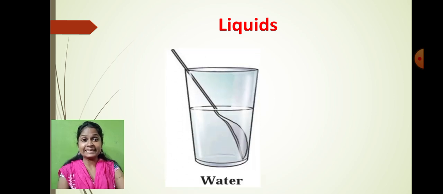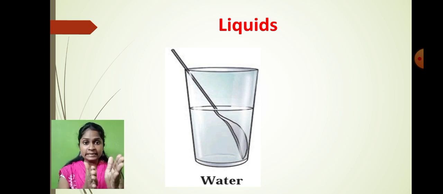Now let's learn about the liquid state. So now what is liquid? When we talk about the liquid, the first thing that comes to your mind is water. Am I right? So water comes to our mind whenever we talk about liquid, right? Now students, you tell me, does water have a definite shape? No, water doesn't have a definite shape.